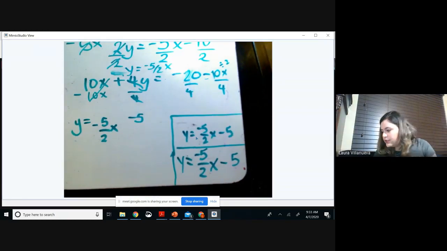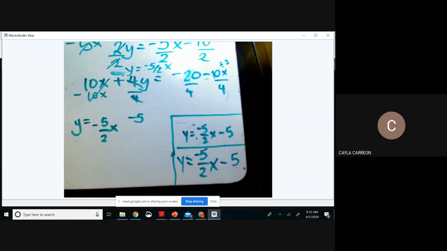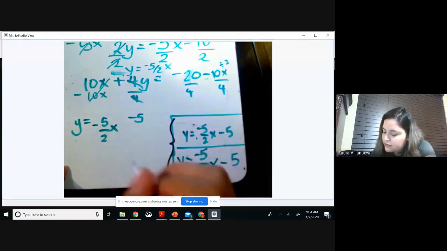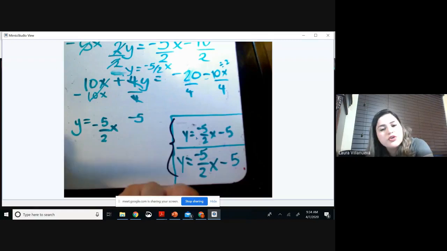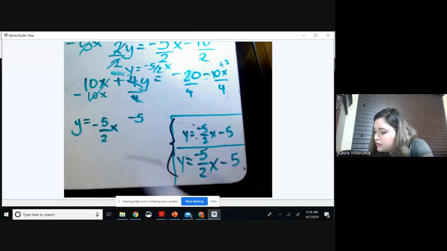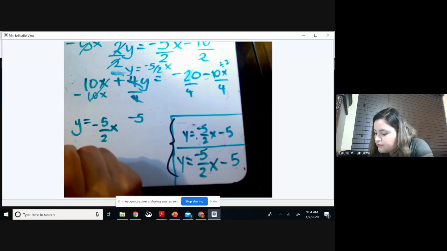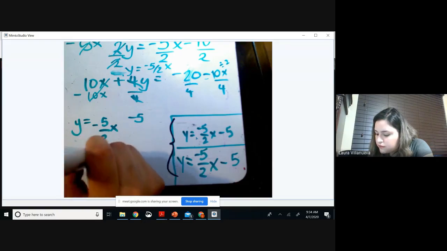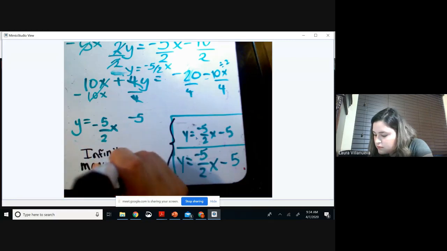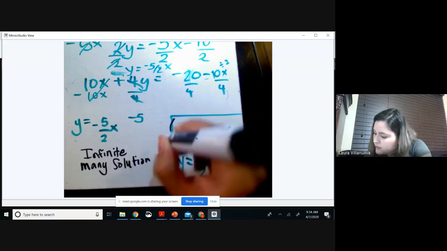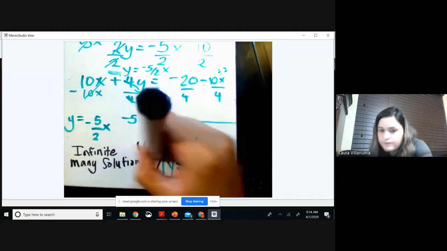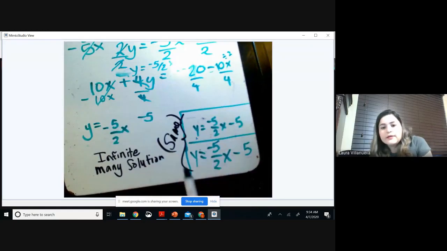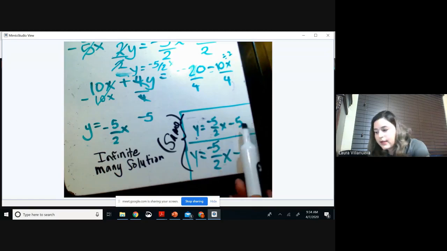And now, what do you notice? They're the same. So therefore, infinite solutions, no solutions, or one solution? I'm going to put right here that they're the same. They're the same line. This one is exactly the same. Both the m's are the same and the b's are the same. So therefore, that's infinite many solutions.